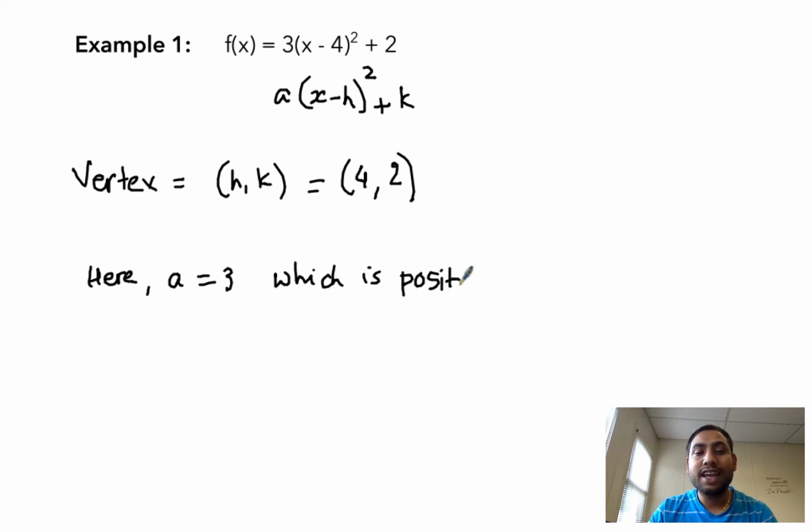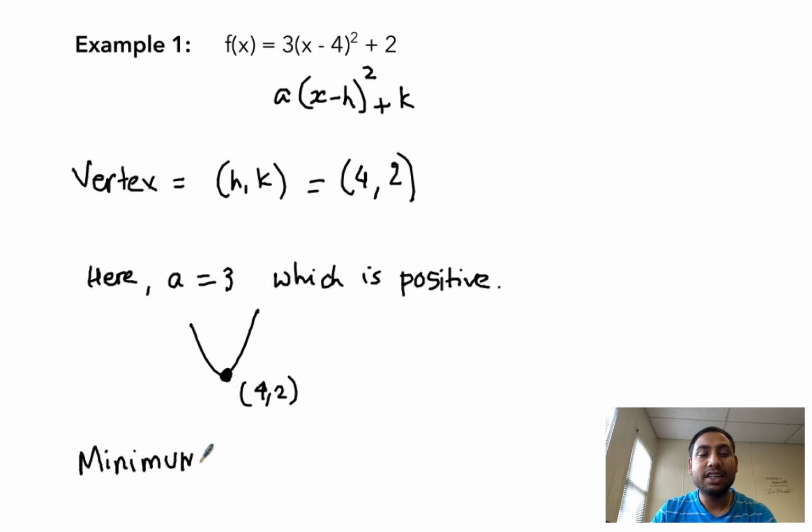So if the a value is positive, the graph opens up sort of like this, right? So here's going to be our vertex, (4, 2). This vertex is going to be the lowest point, so that means this function is going to have a minimum value, right? And then the minimum value is going to be the y value of the vertex. So the minimum value is going to be 2, okay?